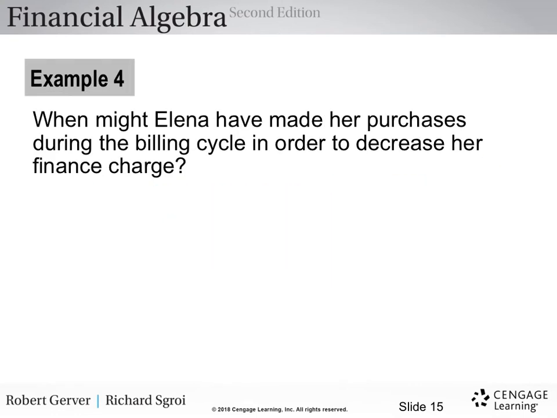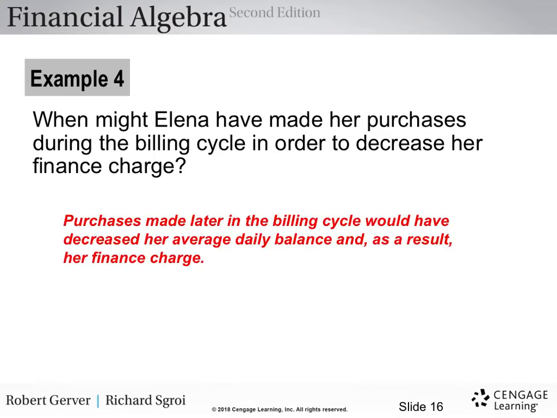Now here's another example that you probably should already know the answer to. When might Elena have made her purchases during the billing cycle in order to decrease her finance charges? So here we're talking about purchases during the billing cycle. And obviously the answer is purchases, not payments now, purchases made later in the billing cycle would have decreased her average daily balance and as a result her finance charge.